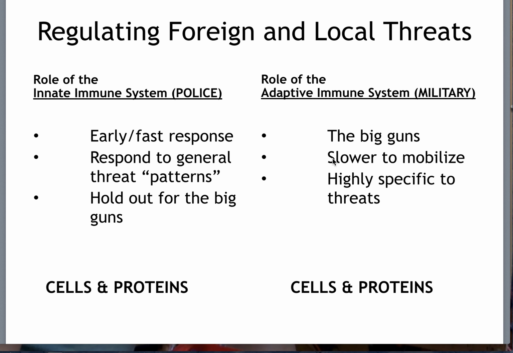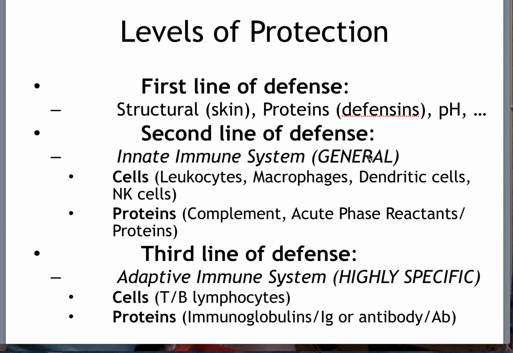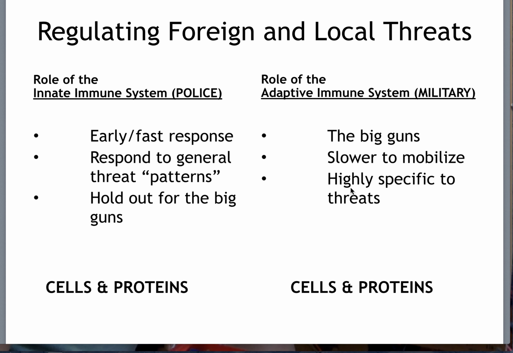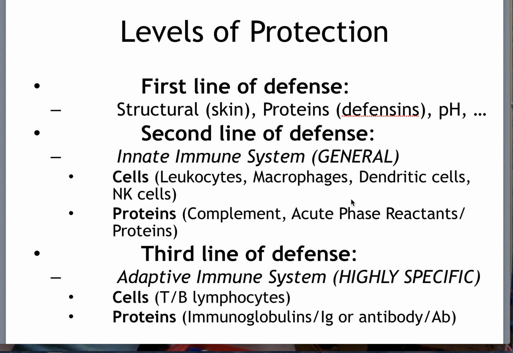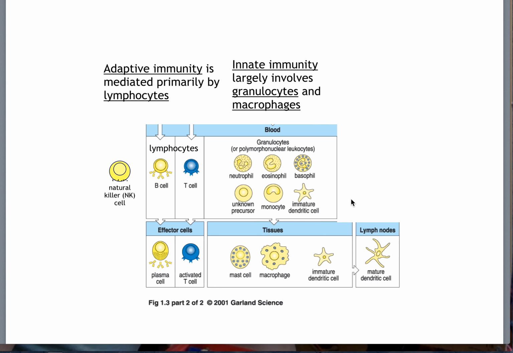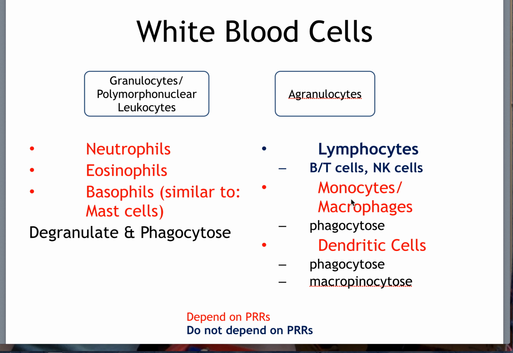You guys can review that. That's boring stuff. So I said police, they're fast response. They're there first. They're everywhere, kind of like neutrophils, right? Adaptive immunity is the military, big guns, slower to mobilize, but they're very, very specific. They have memory, and they're much, much stronger. So that's first line of defense, adaptive immunity versus innate. Let's have fun with a few more things.